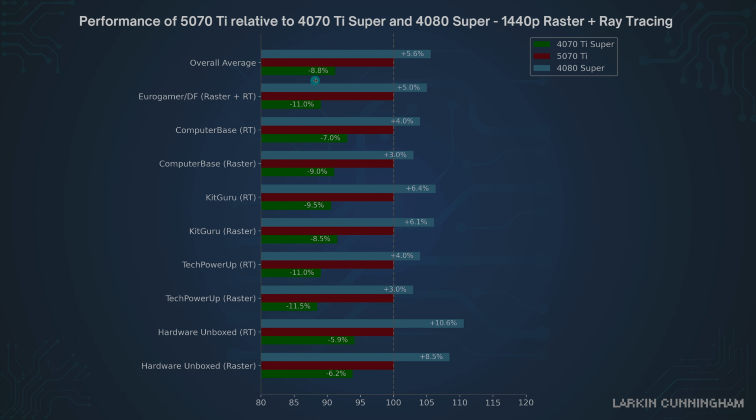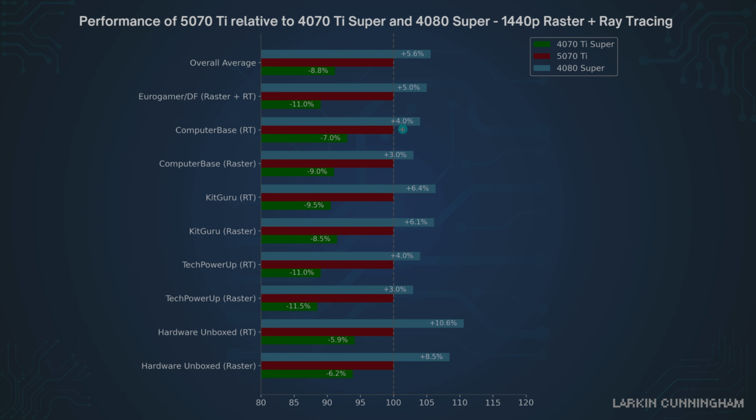But as it turns out, the 4070 Ti Super is 8.8% weaker on average, and the 4080 Super is on average 5.6% stronger. And that's at 1440p, including both raster and ray tracing.